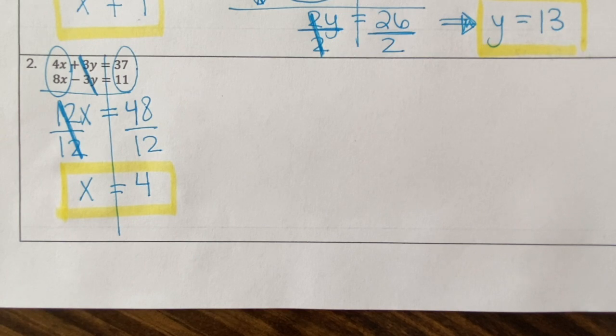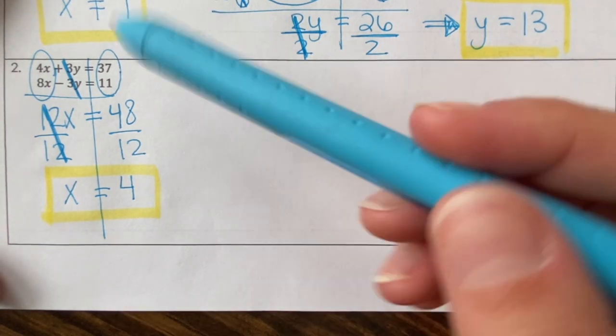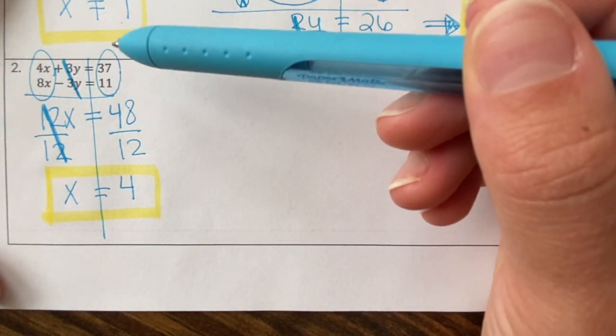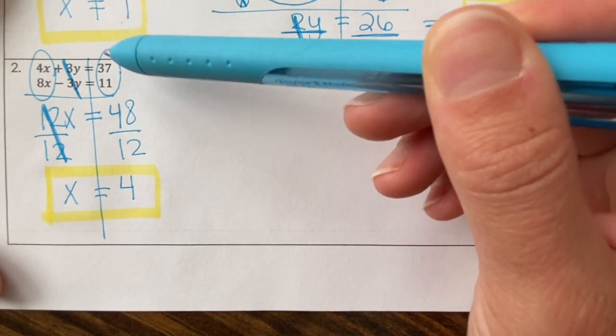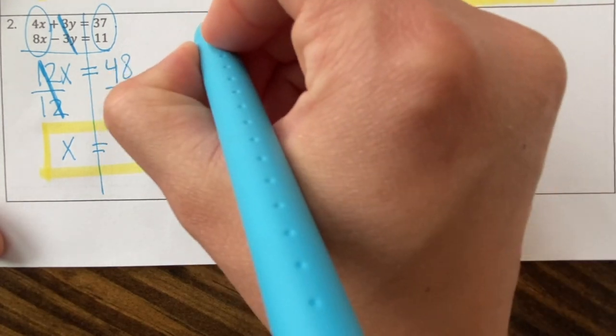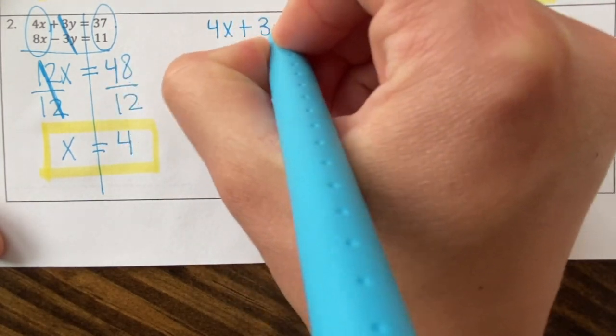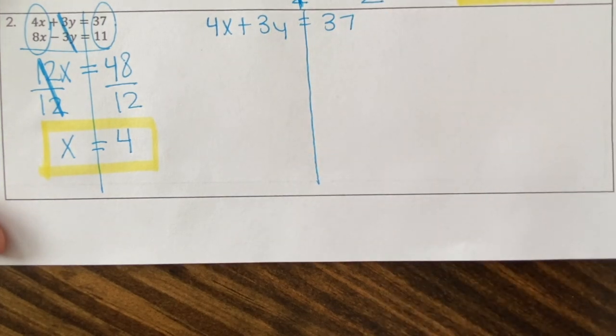Now the second part. Whether you're solving for, you eliminate your x's or your y's, you're going to do the same part every time. You're going to pick one of these equations to write down. I always pick the ones that don't have negatives if possible. So I'm going to pick the top one. So let's move this up a little bit. So we have 4x plus 3y equals 37. I'm going to go ahead and draw my line down the middle.